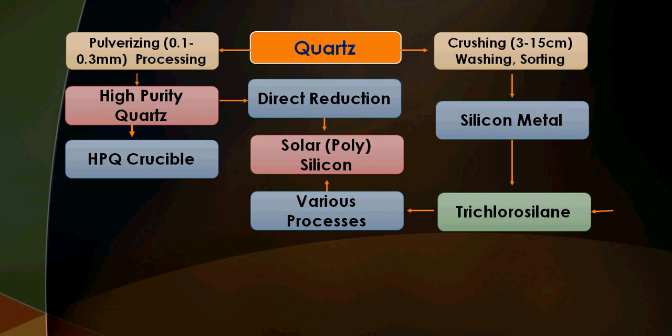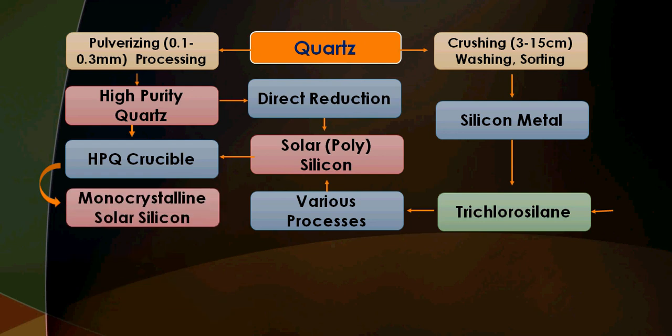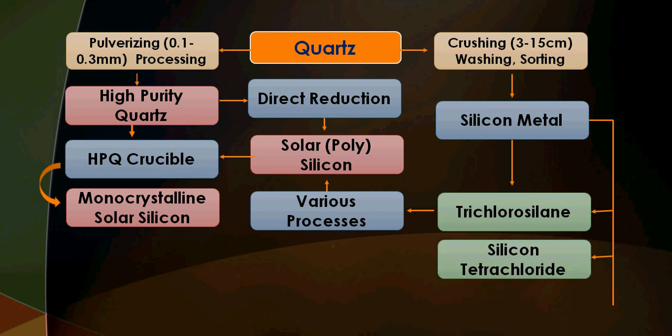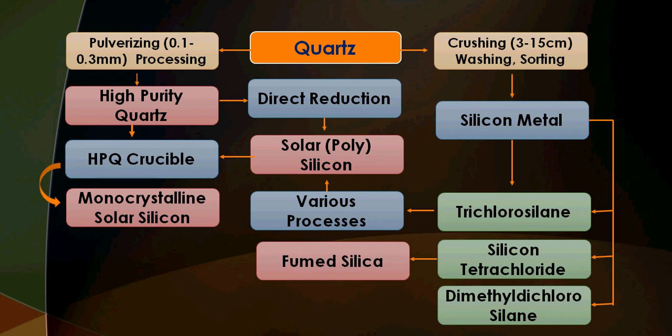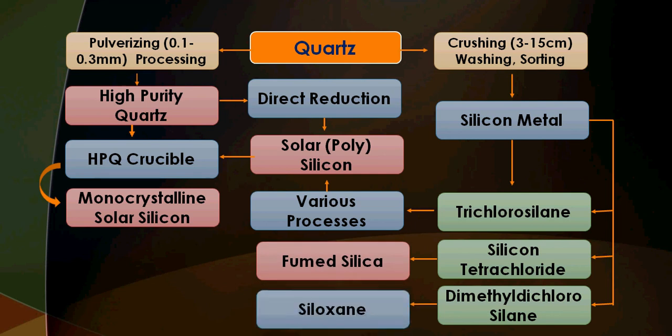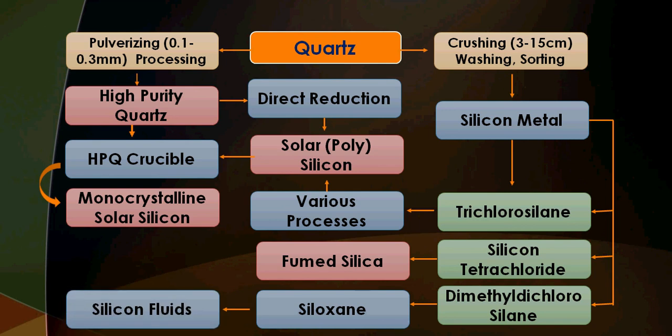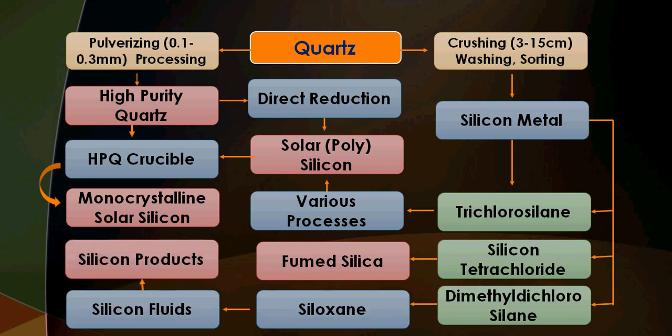on the laboratory scale. High purity quartz produces high purity quartz crucibles, and the solar polysilicon goes into those crucibles and they produce monocrystalline silicon. So this is how these two industries are very well integrated. So in addition to trichlorosilane, silicon tetrachloride is produced and dimethyl dichlorosilanes are produced. Silicon tetrachloride produces fumed silica, dimethyl dichlorosilane produces siloxanes, siloxanes produce silicone fluids, and silicone fluids produce, not silicon products, I am sorry, these are silicone products.